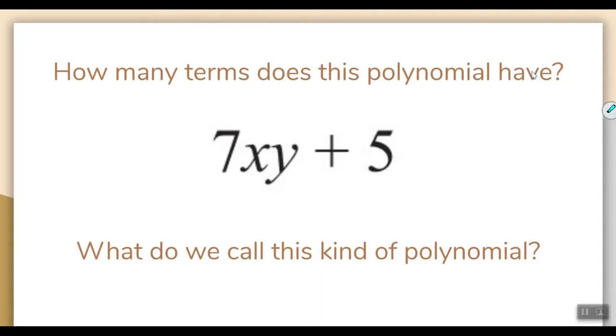Okay, so how many terms does this polynomial have? Well, I see 2 terms separated by an addition sign. So there are 2 terms in this polynomial, and we call this a binomial.